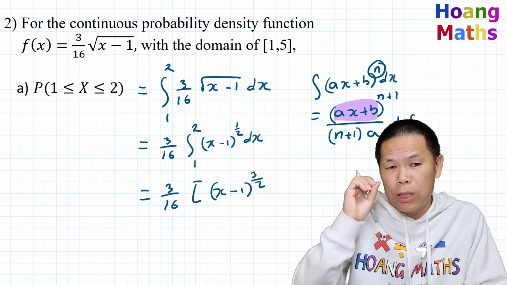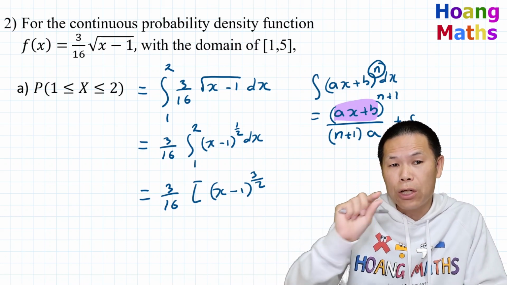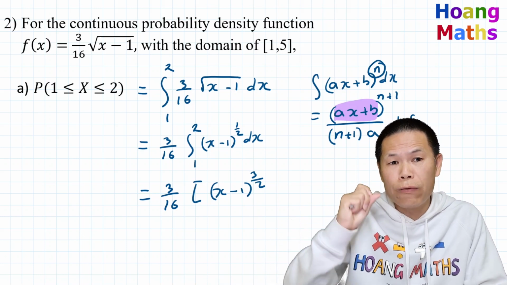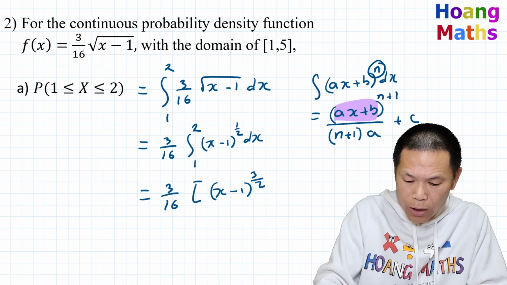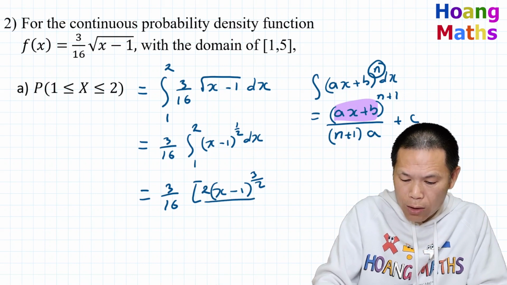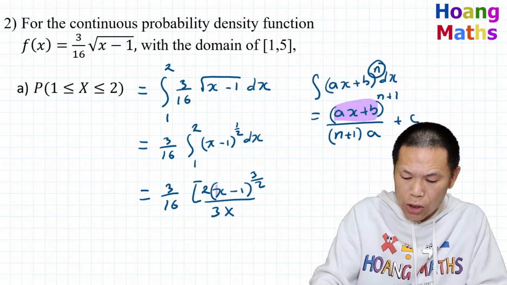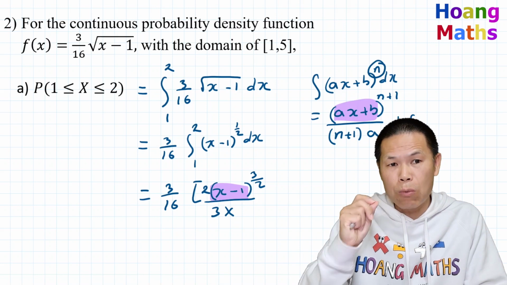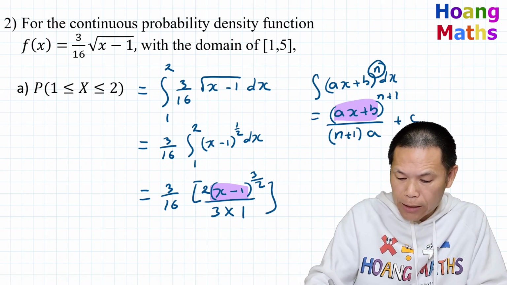Now remember, if we divide by fractions, we flip the second fraction and it becomes multiply. So we divide by 3 over 2. We flip that, it becomes 2 over 3. So we times 2 over 3. Keep that in mind. So we write 2 over 3. And then we times by the differentiation of this. So differentiate x minus 1 will give me 1. So that is times by 1. And this is from 1 to 2.